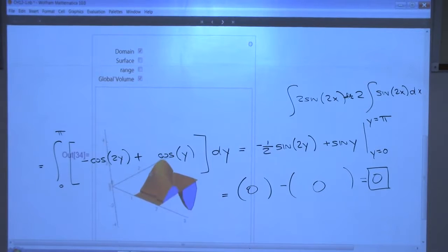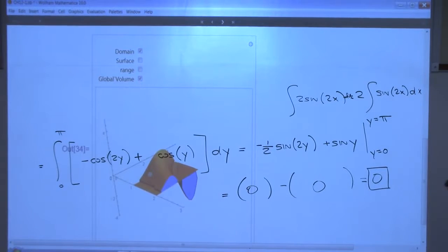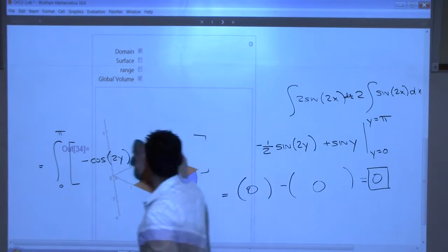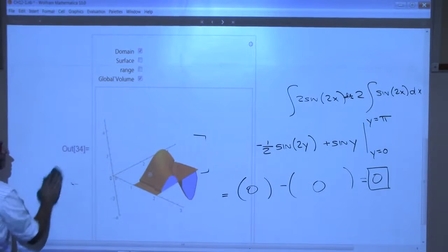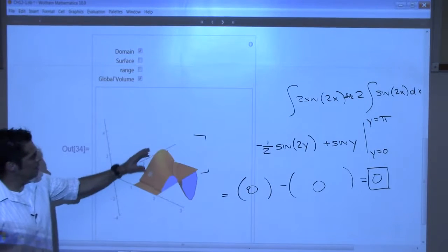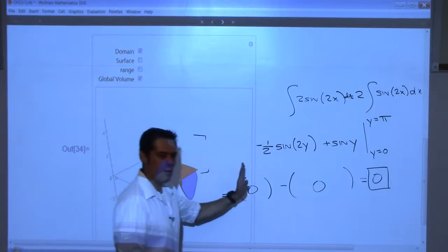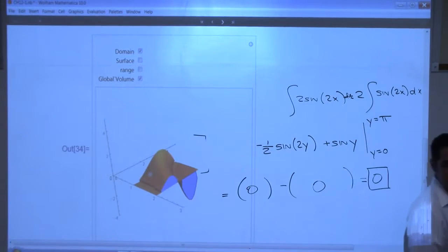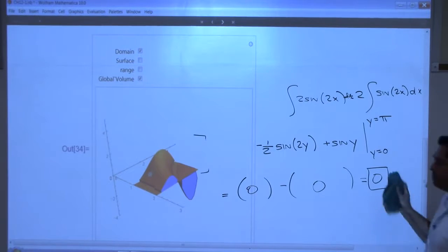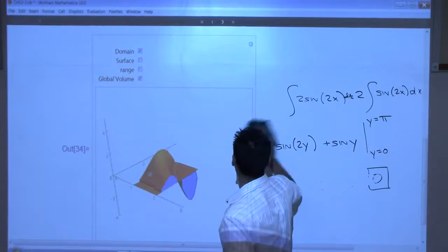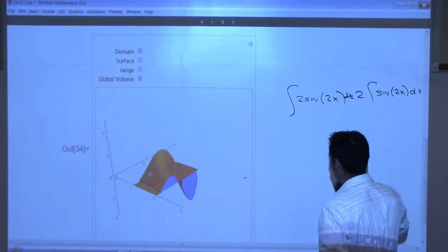What do you notice here on this one that's different than the last one? Part of the surface is above, and part of the surface goes below the xy plane. So guess what? It's counting the part below as a negative volume, and the part above as a positive volume. We saw this in Cal 2. We saw the same exact thing.